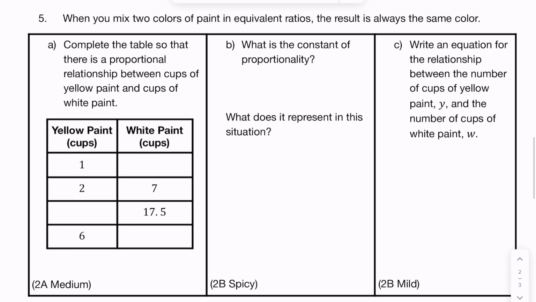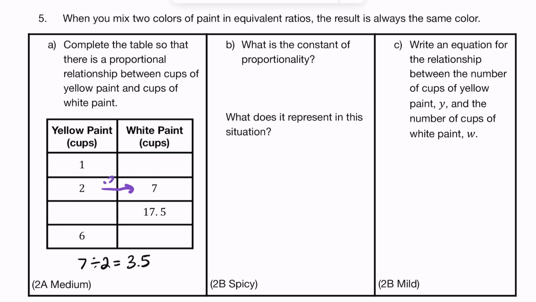When you mix 2 colors of paint in equivalent ratios, the result is always the same color. A, complete the table so that there is a proportional relationship between cups of yellow paint and cups of white paint. Here we want to figure out the constant of proportionality and use that to complete the table. We're told it's a proportional relationship, so we want to figure out 2 times what equals 7. To find that constant of proportionality, we can do 7 divided by 2, which is equal to 3.5.